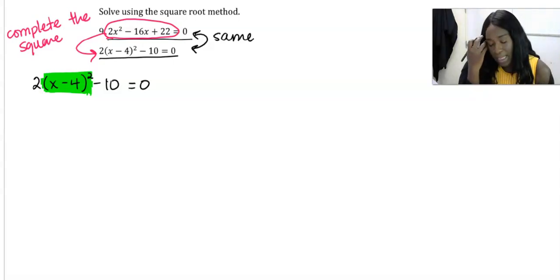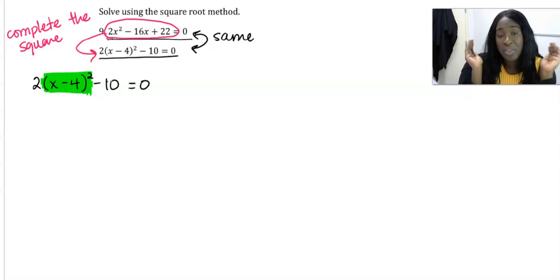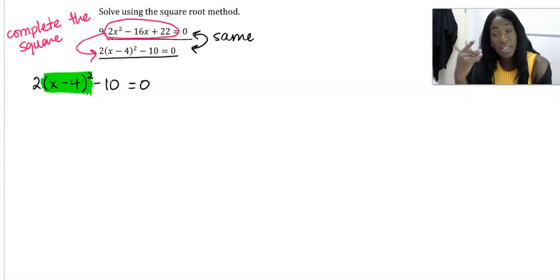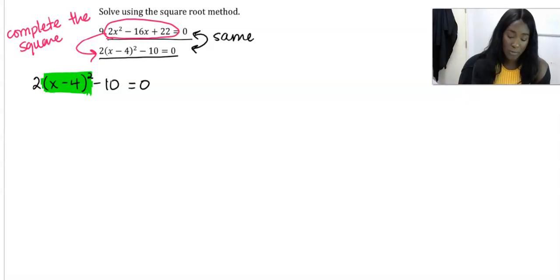Everything that's highlighted in that equation right now, I'm going to try to isolate, because if I can get the thing that's squared by itself, then I can square root both sides and do plus or minus to continue solving the equation. So to get that highlighted part by itself, I'm going to first add 10 to both sides of the equation.